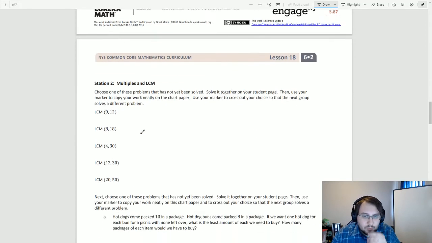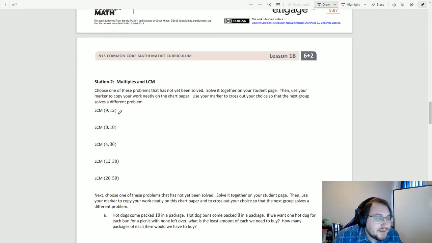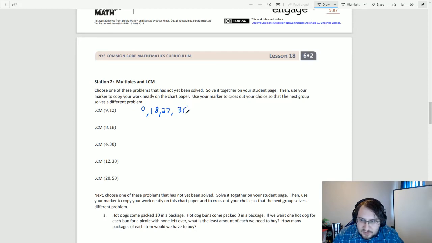Let's do one more. We'll do least common multiple between 9 and 12. So, same as before. This time I'm going to start out with the number 9, and I'm just going to go through my 9s. So, 9, 18, 27, 36, 45. And you know what? I'm going to stop after 5.